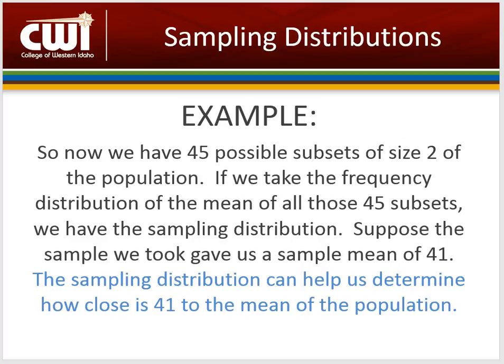In our example, we have 45 possible subsets of size 2. If we take the frequency distribution of the mean of all 45 of those subsets, we have the sampling distribution. We will look at that closer in an upcoming video. But for now, suppose we look at a random sample of 2 and calculated the sample mean of 41. We understand that it is probably not exactly the mean of the population because of sampling error, but the sampling distribution can help us determine how close 41 is to the true mean of the population.